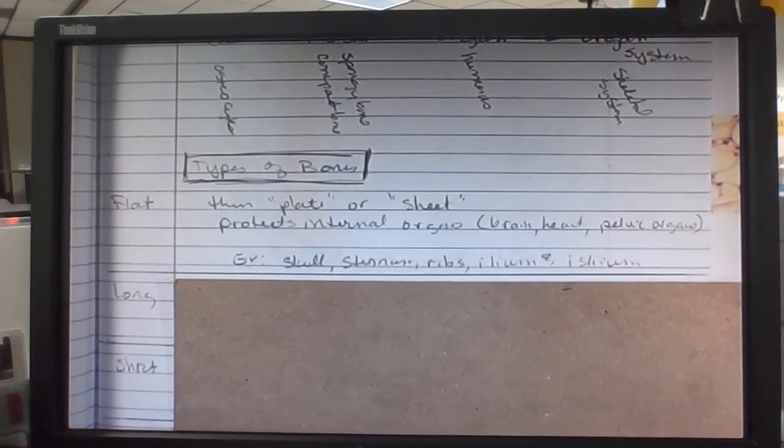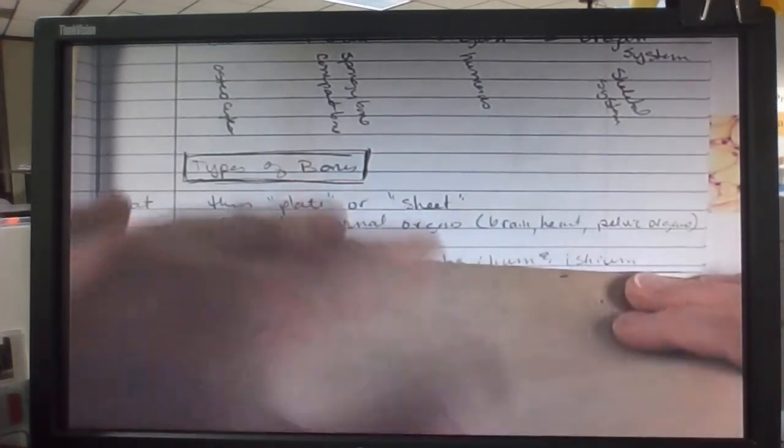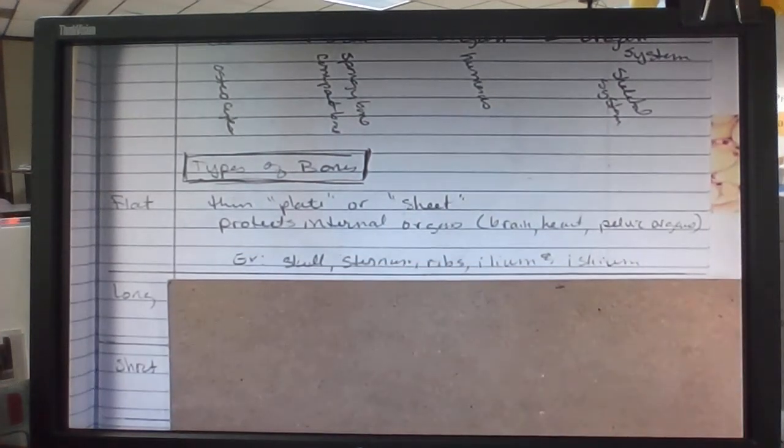The function of flat bones is to protect internal organs. And then notice I left a little space there, and I've got EX that represents example. So examples of flat bones: skull, sternum, ribs, ilium, ischium. Hopefully those terms sound familiar to you from Christmas credit.